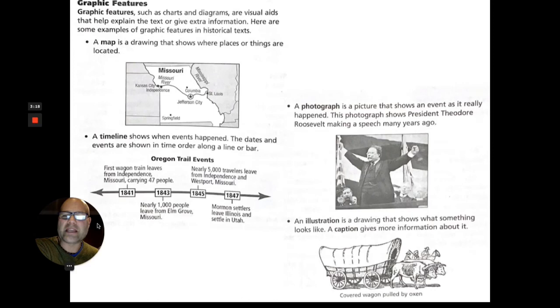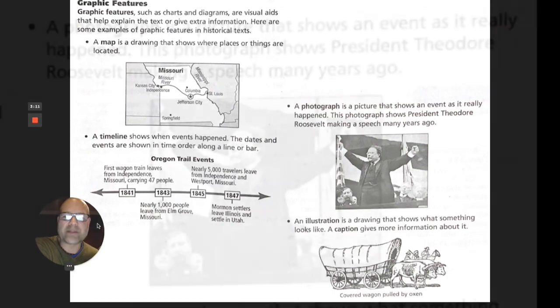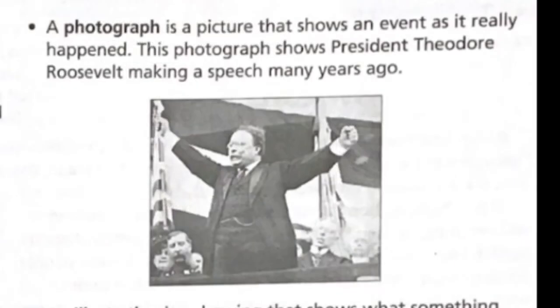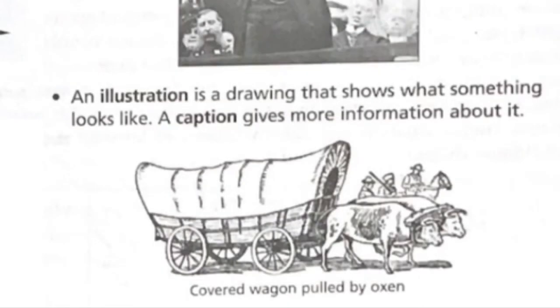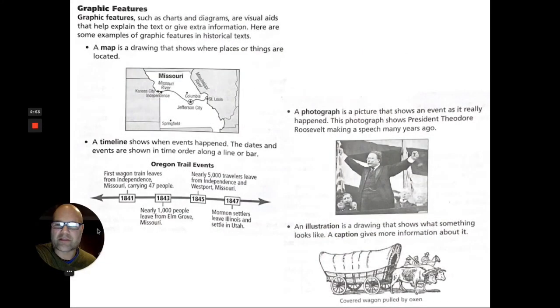Another graphic aid is the photograph. It's a picture that shows an event as it really happened. This photograph shows President Theodore Roosevelt making a speech many years ago. An illustration is a drawing that shows what something looks like. A caption gives more information about the illustration. Here you see a picture of a covered wagon pulled by oxen.